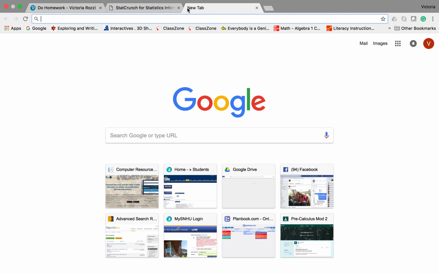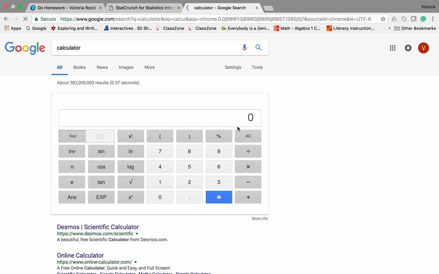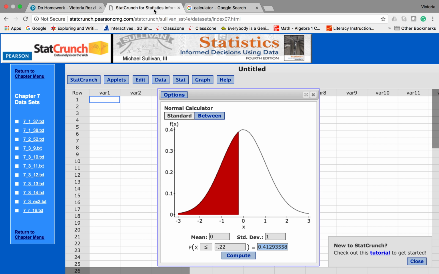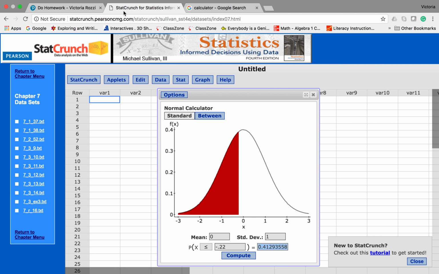If you even wanted to, if we click copy here, I'm just going to bring up a calculator to show you how you could do this. I'm going to put calculator into Google and get this nice little calculator. I'm going to paste that in. Oh, it's not letting me paste. So 0.41293558 plus, let's go back.